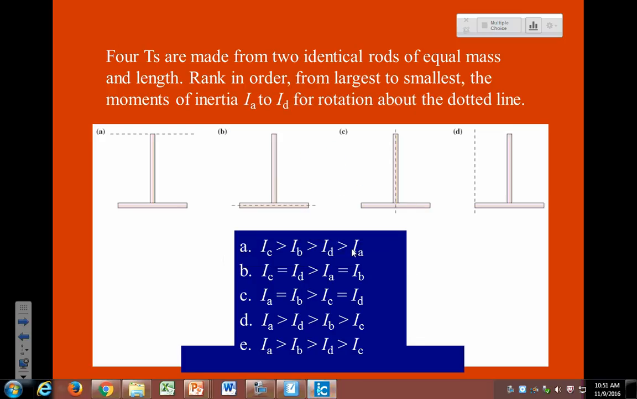I want you to rank the moments of inertia for this collection of bars. You have two identical bars, same mass, same length, and they're made into a T like this. And I want you to rank their moments of inertia. Now remember, moment of inertia is dependent upon the mass and the radius squared, or the distance to the axis of rotation squared. Yeah, that I is mr squared. So let's rank the moments of inertia from biggest to smallest.